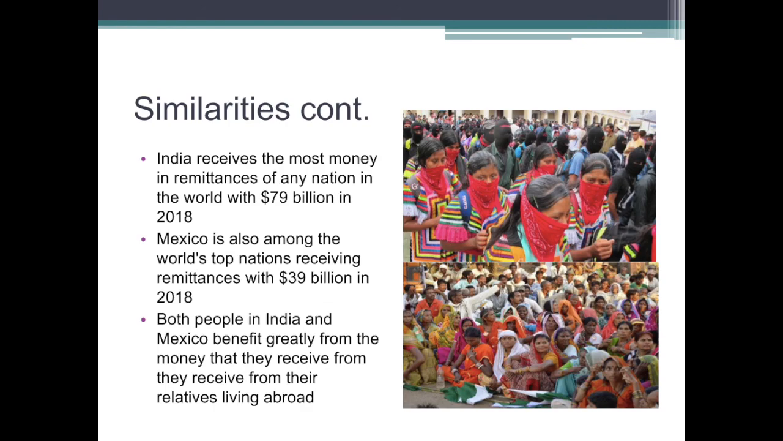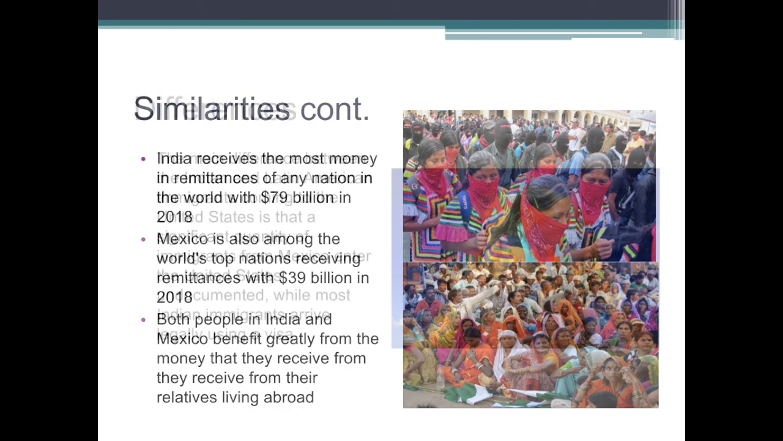Mexico and India are both among the top countries in the world when it comes to receiving remittances from relatives abroad. India is number one in the world, receiving 79 billion in remittances in 2018. Mexico is among the top nations, receiving 39 billion in remittances in 2018. Many people in India and Mexico rely on remittances as a source of income, and the money that they receive from relatives abroad makes a big impact on their life.